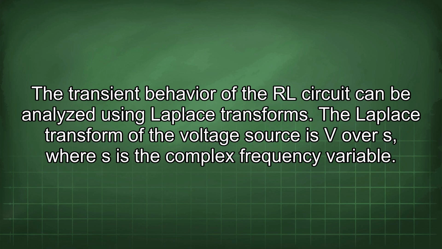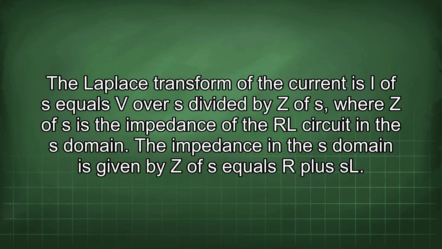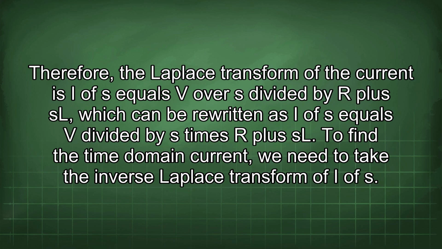The Laplace transform of the voltage source is V over s, where s is the complex frequency variable. The Laplace transform of the current is I of s equals V over s divided by Z of s, where Z of s is the impedance of the RL circuit in the s domain. The impedance in the s domain is given by Z of s equals R plus sL. Therefore, the Laplace transform of the current is I of s equals V over s divided by (R plus sL), which can be rewritten as I of s equals V divided by s times (R plus sL).